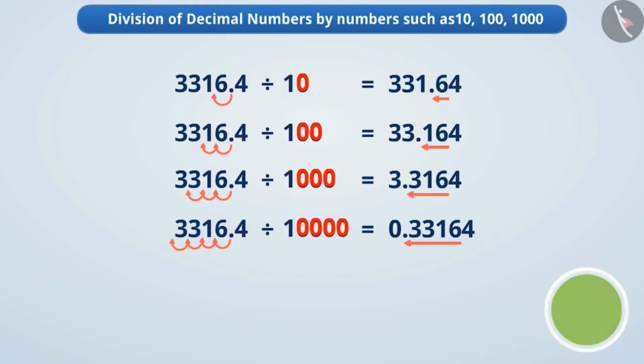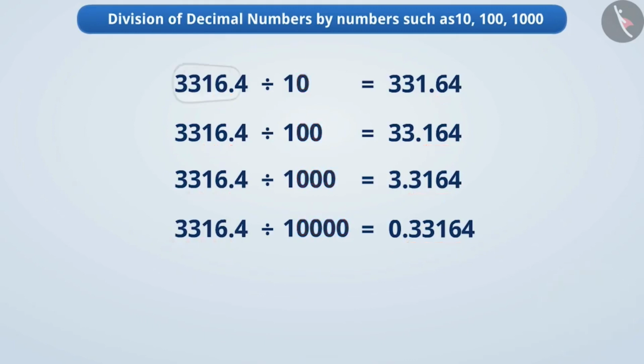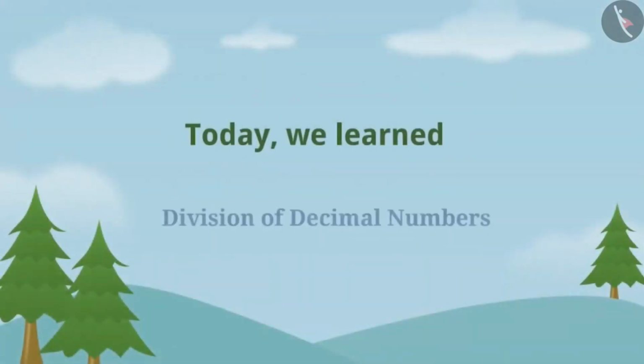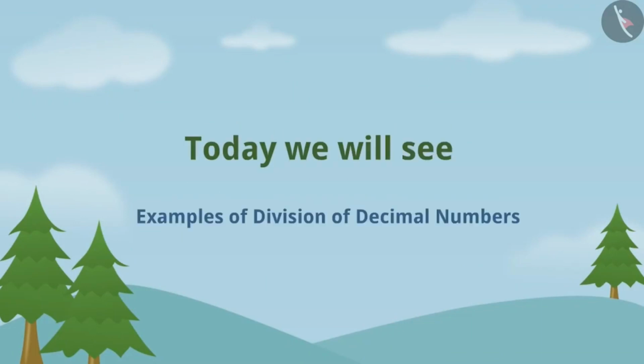Let me tell you, when a decimal number is divided by 10 or a multiple of 10 such as 100, 1000, 10,000, then the digits of the result and the decimal number remain the same, but the decimal point moves to the left as many times as the number of zeros with 1. So today, we have learned division of decimal numbers. We will understand division of decimal numbers.